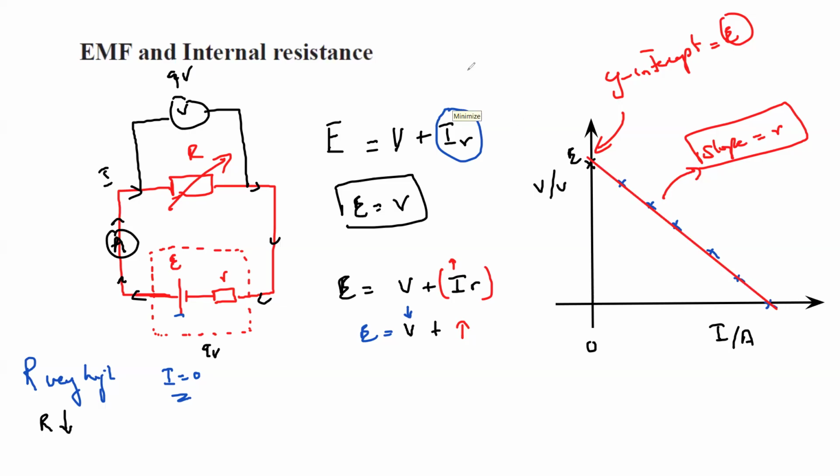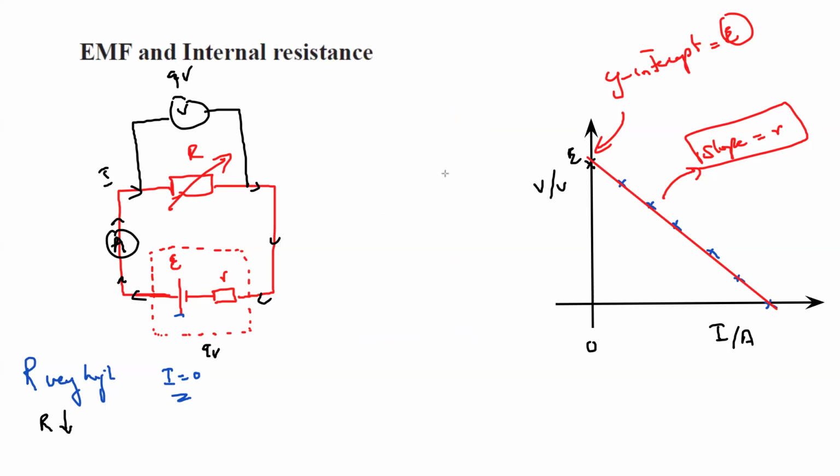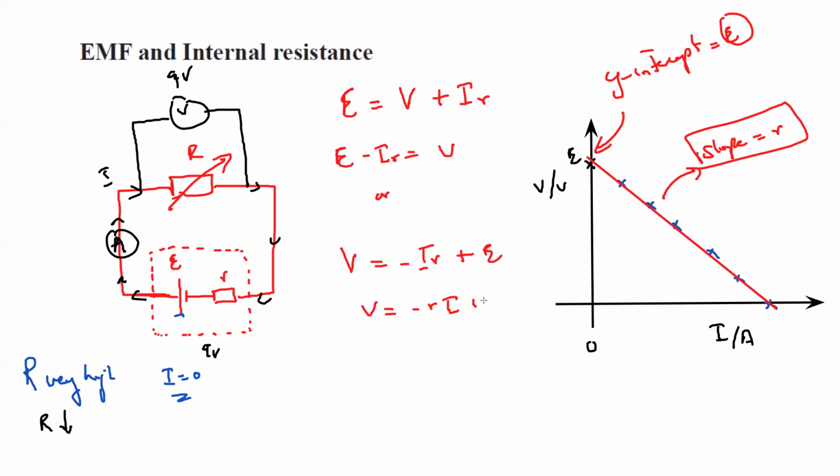So how is the slope equal to the negative of internal resistance? You can use a mathematical equation; we can derive this and compare. We have the formula that EMF is equal to V plus IR. If I rearrange the equation, I can say EMF minus IR is equal to V. Or I can also say V is equal to minus IR plus E. Or V is equal to minus RI plus E.